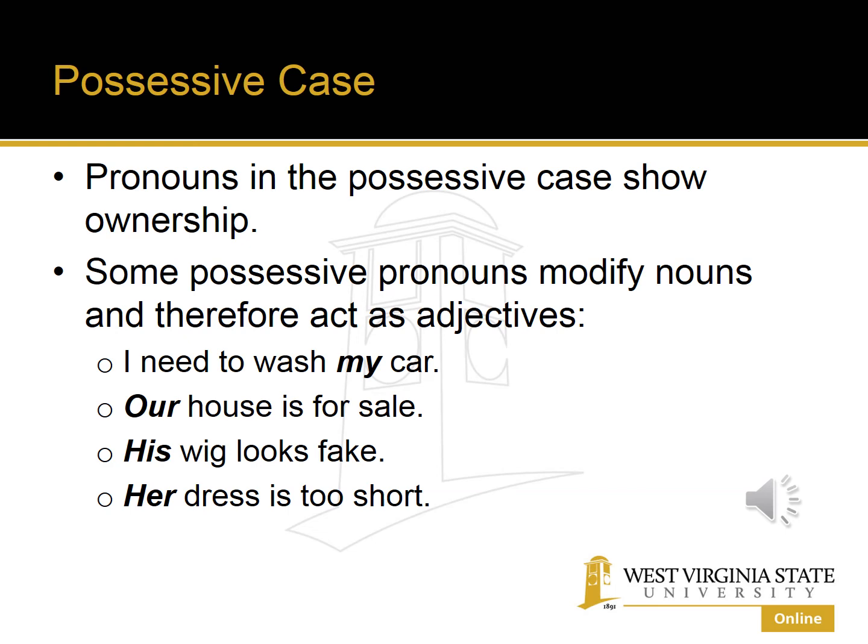It's describing car. Our house is for sale. Our is first person plural. It's the possessive modifying the noun house. His wig looks fake. His is third person singular masculine. It's modifying the noun wig. Her dress is too short. Her is third person singular feminine, possessive, modifying the noun dress.